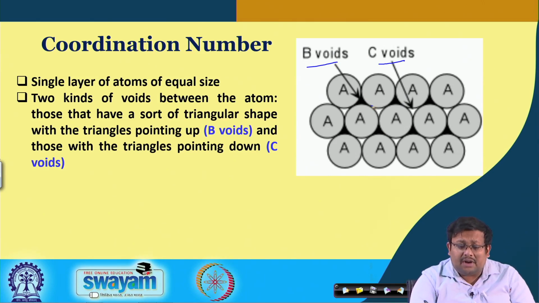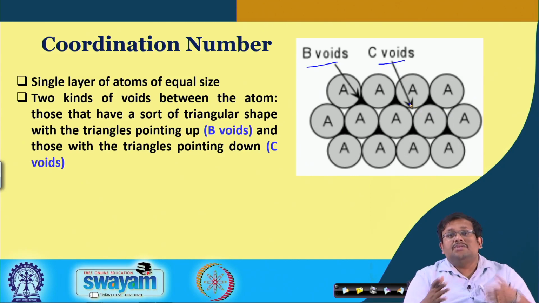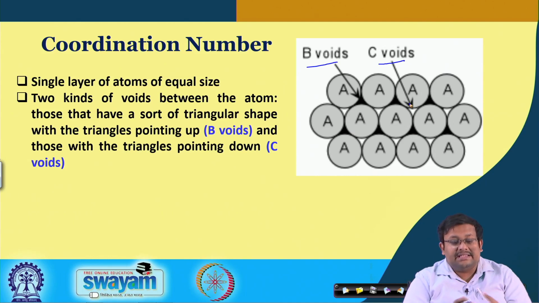All these voids are triangular in shape, and you can see these B voids are pointing up, and the triangles which are pointing down are known as the C voids. So, these two types of voids are created when there is a 12-fold coordination with a single layer of atoms of equal size.